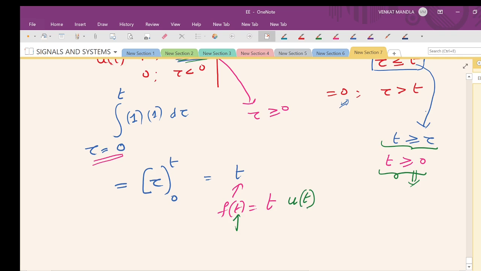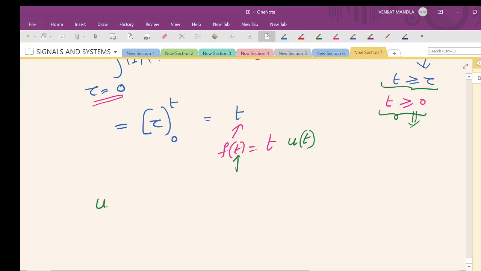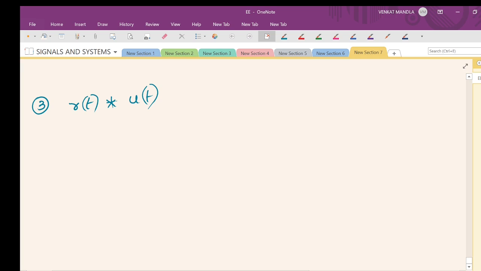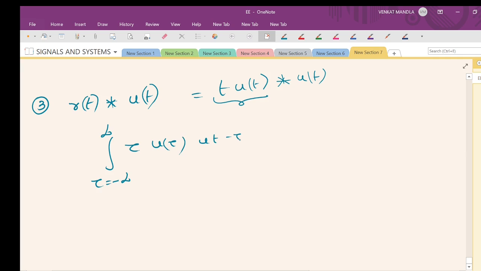So u of t convolution with u of t, you will get t into u of t, that is r of t. R of t convolution with u of t, where r of t is t into u of t. So integral of tau equal to minus infinity to plus infinity, where r of t is t into u of t, the first signal. So this is some x of t. X of tau means replace t with tau, u of tau. Second signal, u of t minus tau, d tau.